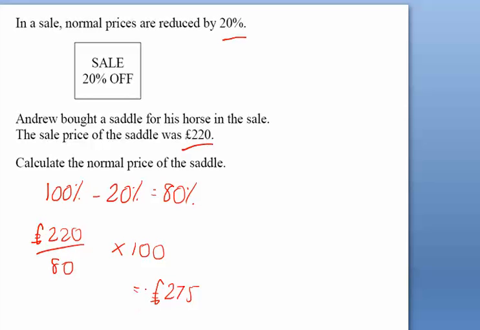To check my answer, I could find 20% of £275 to make sure that this gets me back to 220, which clearly it does.